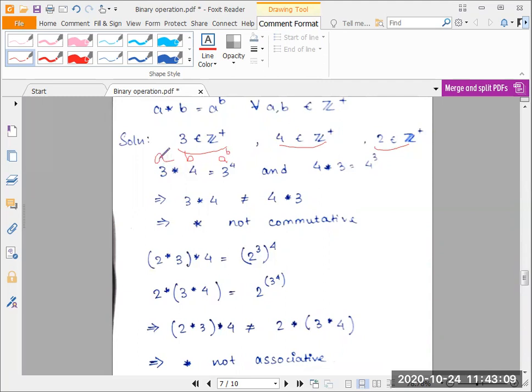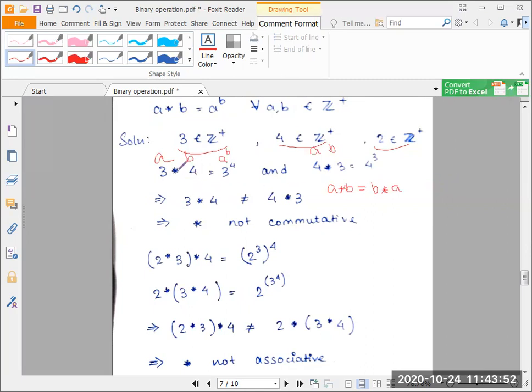So I say that if a is 3 and b is 4, then a star b will be 3 to the power 4, because a is 3 and b is 4. So 3 star 4 is 3 to the power 4. But if I reverse, that is, if I take a equals 4 and b equals 3, then 4 star 3 is 4 to the power 3. Now the commutative law holds when we can say that a star b equals b star a. So that was the statement for the satisfaction of the commutative law.